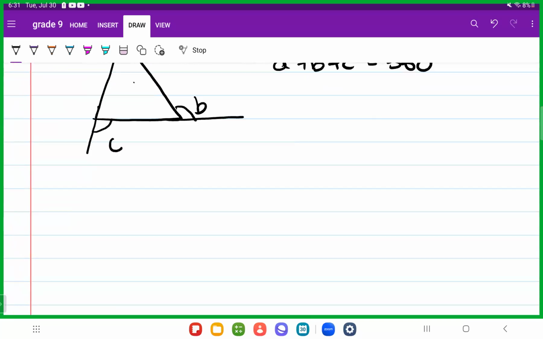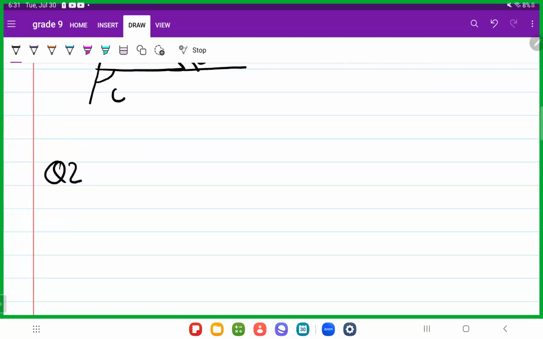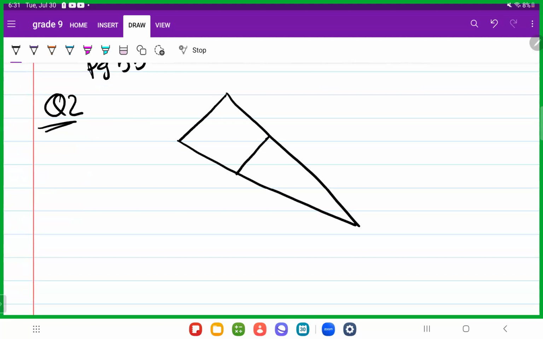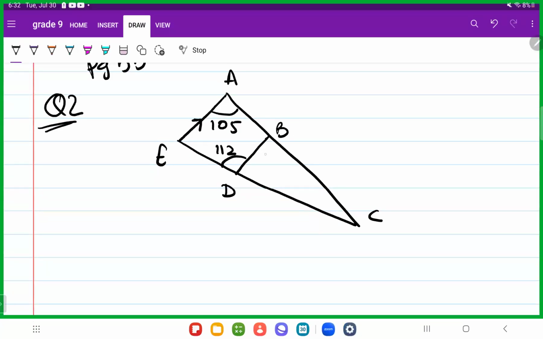Let's do question 2 together on page 55. All right, so we have a triangle like this, and we have A, B, C, D, E. This is 105, this is 112, and they have given that these two lines are parallel to each other. Now they want you to find out ABD.